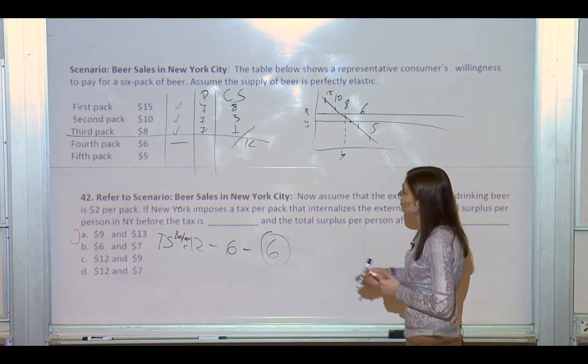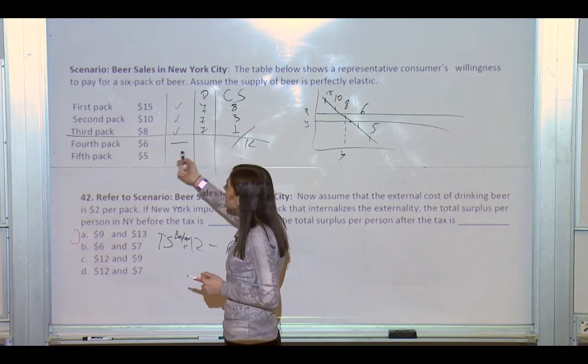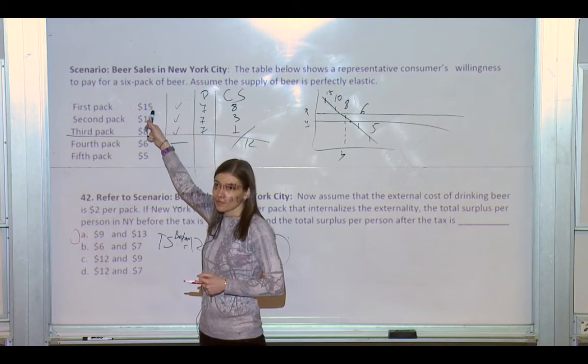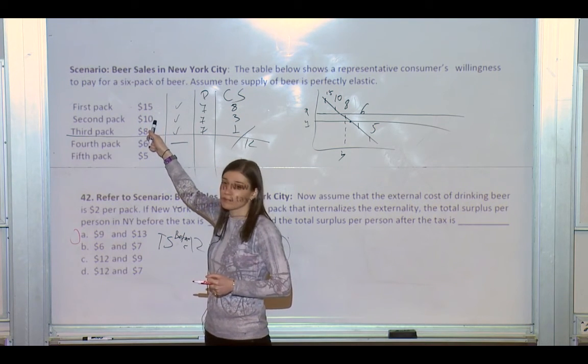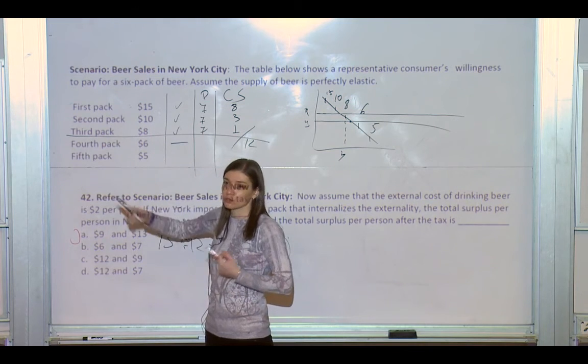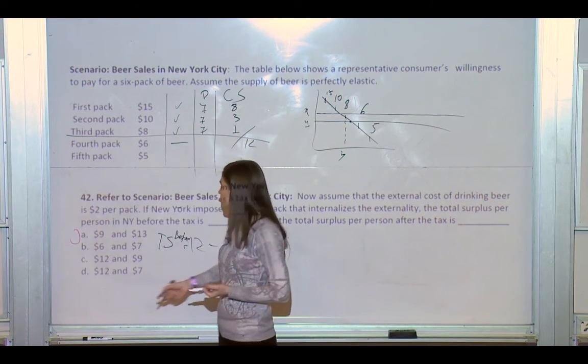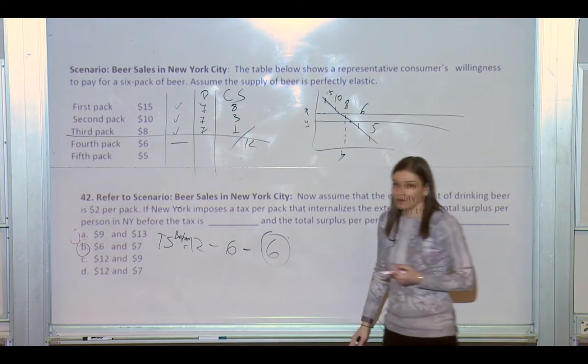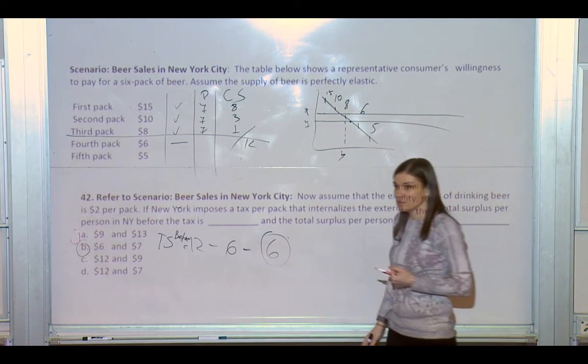And what's the surplus then? Well, the price is now 9, so the first pack gives me a surplus of 6, and the second a surplus of 1. So the total surplus is 7, which is B. Right?